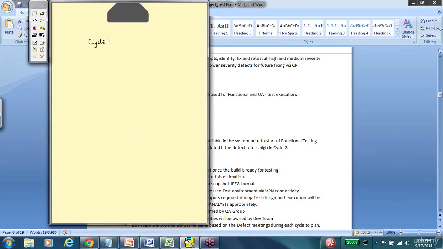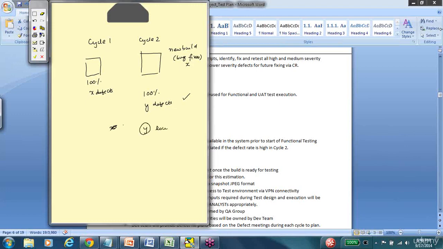So we talked about how testing happens at least in 2 cycles, because when we test 100%, there are X number of defects that you would encounter. Now in cycle 2, you would get a new build or a new version of the code that contains the original requirements. In addition to that, it will have the bug fixes for the X defects that were raised in cycle 1. So again, you would test 100% again, and you would probably find Y defects. Now you can stop testing after cycle 2 irrespective of X, if Y is a comparatively low number.